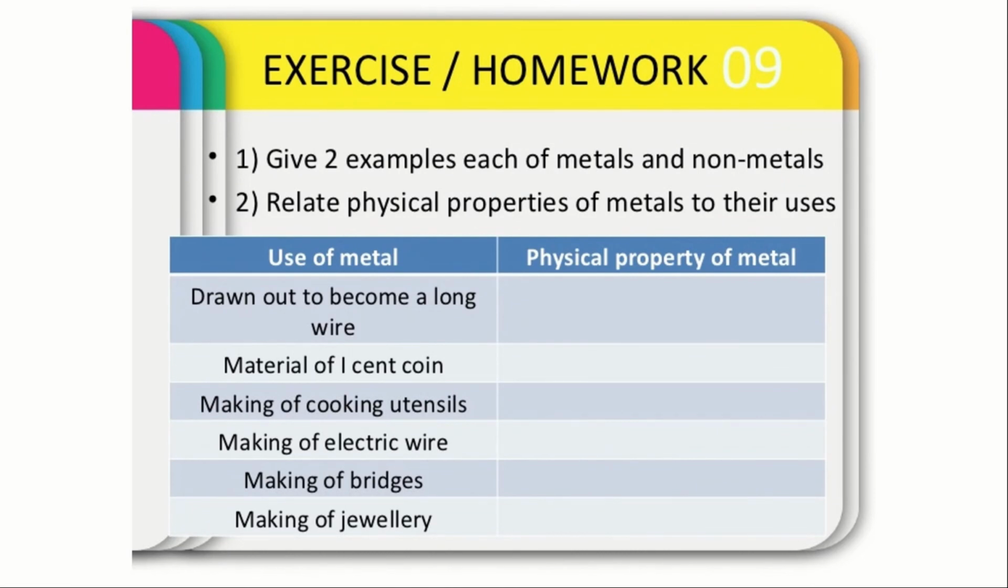Let us have a quick activity or homework for you students. Give two examples each for metals and nonmetals. Relate the physical property of the metal. I will be giving a use, and you have to name the physical property and the name of that metal or nonmetal. Drawn out to become a long wire. Material of a one cent coin. Making of cooking utensils. Making of electric wire. Making of bridges and making of jewelry. So you have to name it and comment on the comment section.